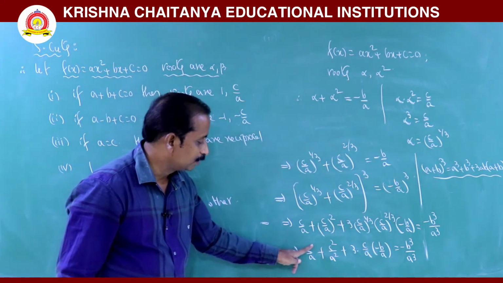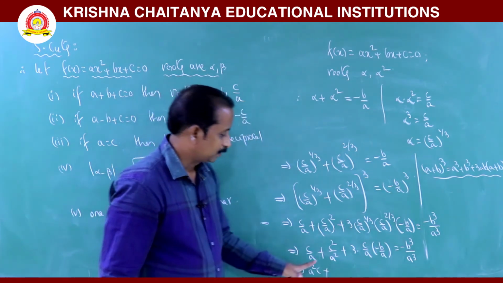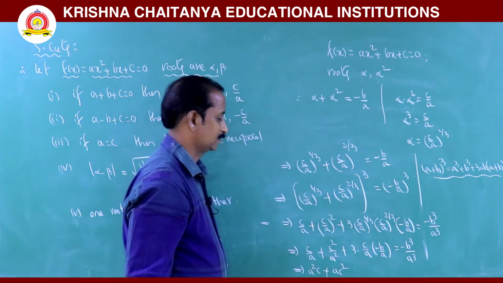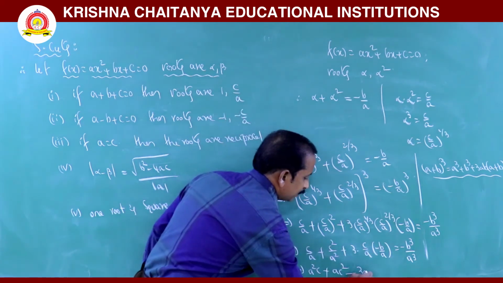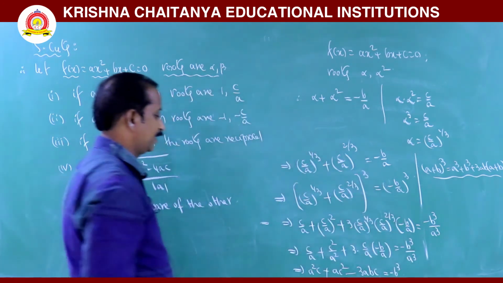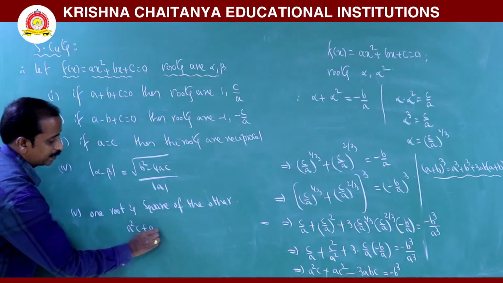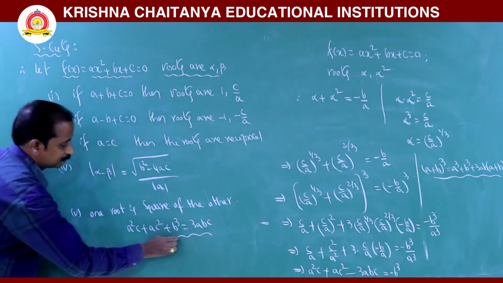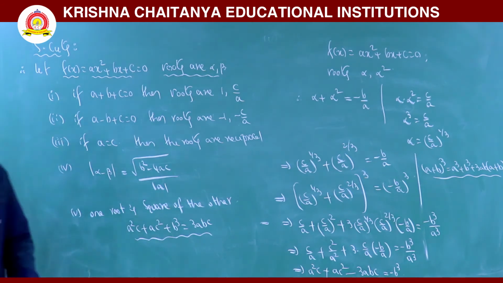Then a cube into c by a, nothing but a square into c. Next, a cube into c square by a square, nothing but ac square. Next, a cube into minus 3bc by a square, nothing but minus 3abc is equal to minus b cube. So therefore, I can write from that one derivation: a square c plus ac square plus b cube is equal to 3abc. This is the proof. One root of the equation is square of the another.